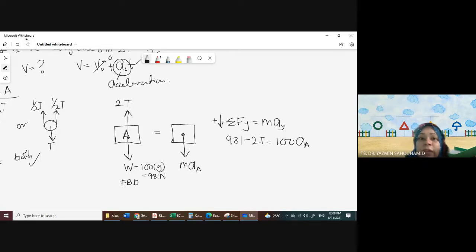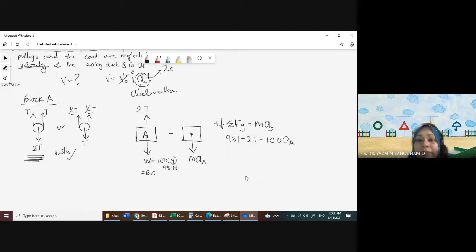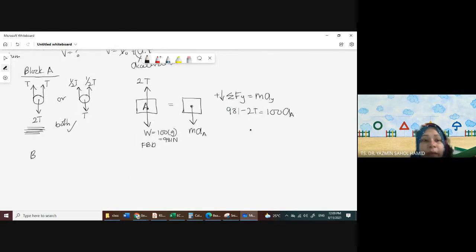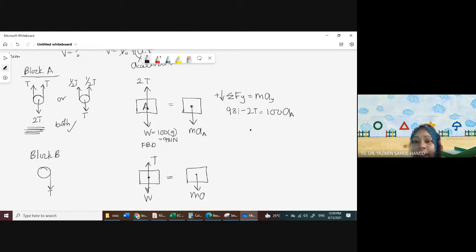Okay, now can you try and do for block B? So let's do for block B. So if we look at block B, it has T, right? Like that. Because there is only one T. Okay, so basically if we want to draw the free body diagram for block B, it is the same. Weight goes down like this, but it has only T, it does not have two T. Okay, and then this one will equal to M, A, B.